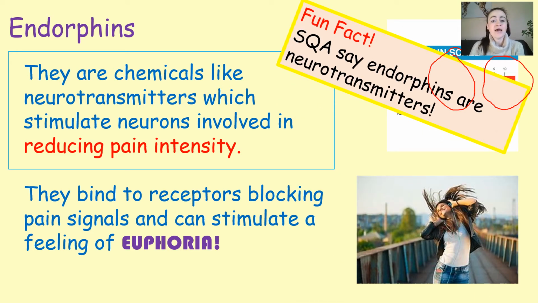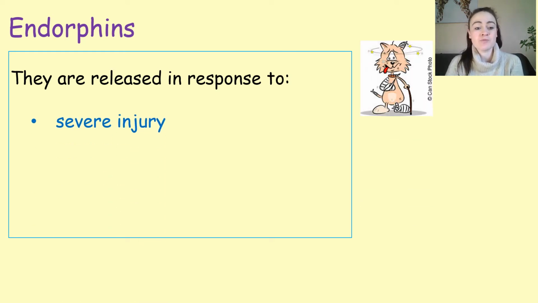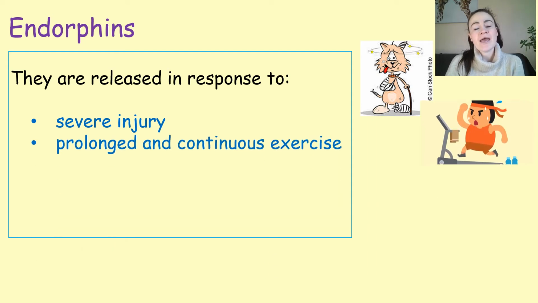Fun fact, SQA will say endorphins are neurotransmitters, but they're actually neurotransmitter-like chemicals. But for the principles of this, we're going to say they are neurotransmitters. Now, the endorphins are released in response to severe injury, which makes sense if we're trying to minimize pain and stop the pain pathway. They're also released through prolonged and continuous exercise.